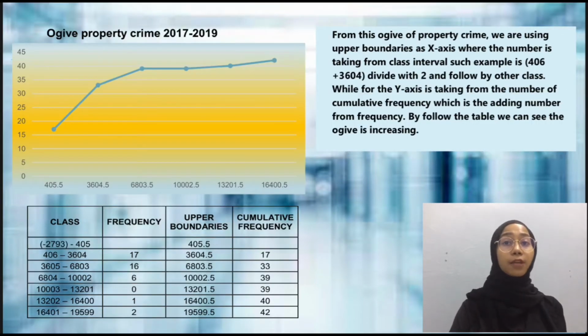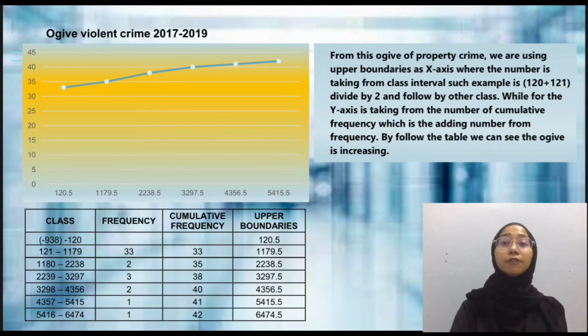The next graph we are using is the ogive. For the X axis, we are using the upper boundary. For the Y axis, we are using cumulative frequency. For the property crime, we can see that the ogive is increasing, while for the violent crime, it is also still increasing.